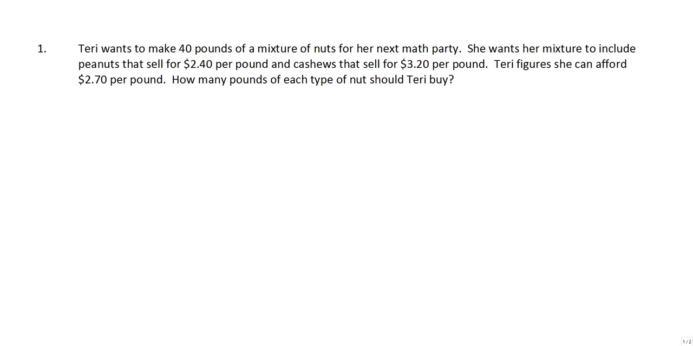Now, the first thing you should do is assign your variables. If you're going to use X and Y, then you should say X is equal to peanuts and Y is equal to cashews. Otherwise, you could just use peanuts plus cashews is equal to 40 pounds worth of nuts. So peanuts and cashews, that makes sense, P and C. But if you choose to use X and Y, please make sure you assign your variables.